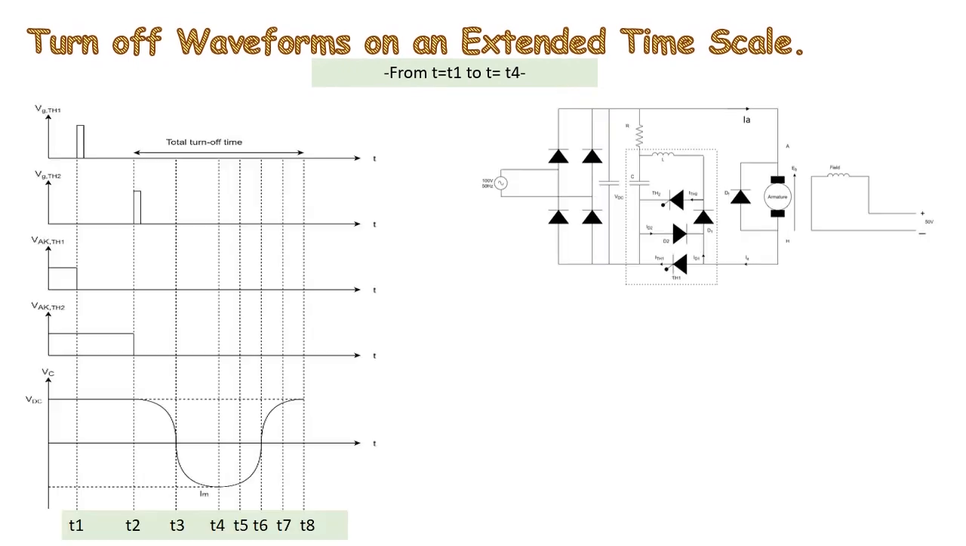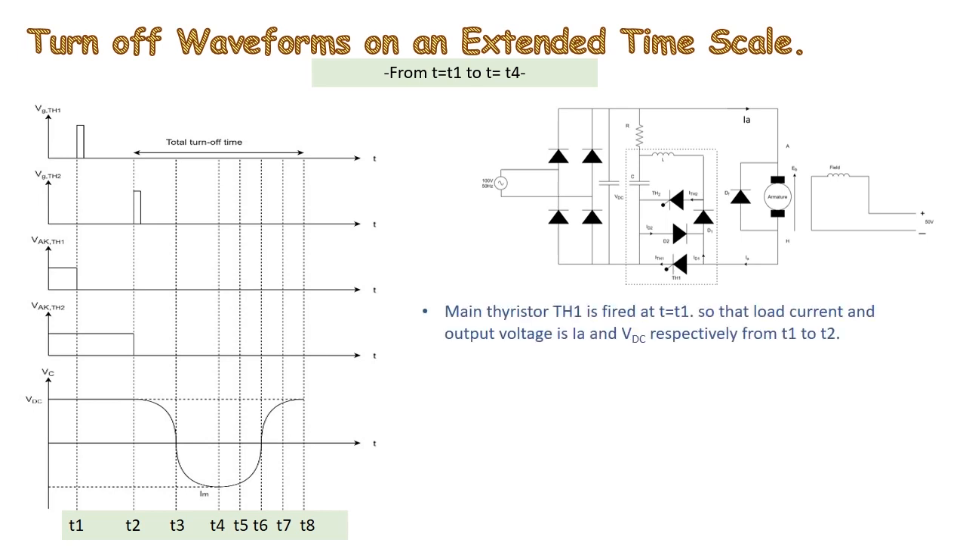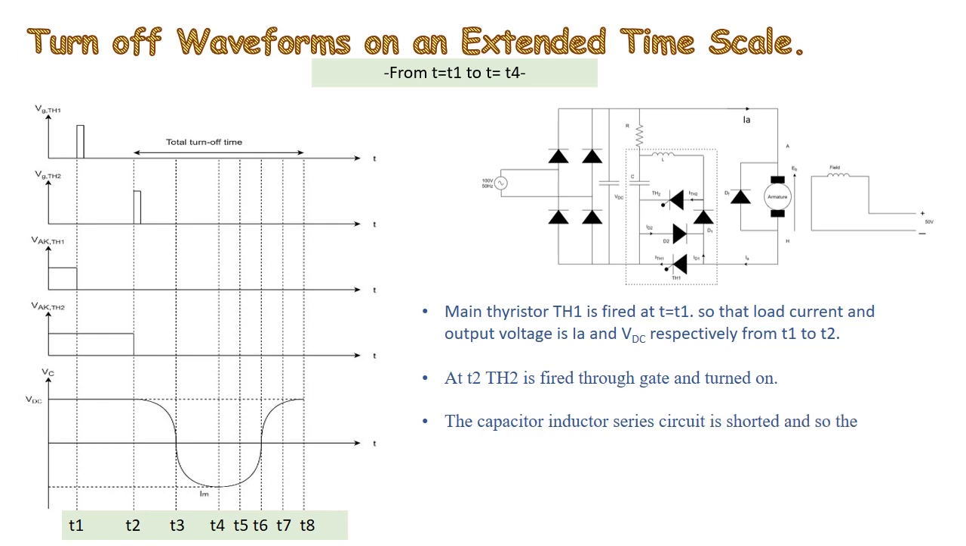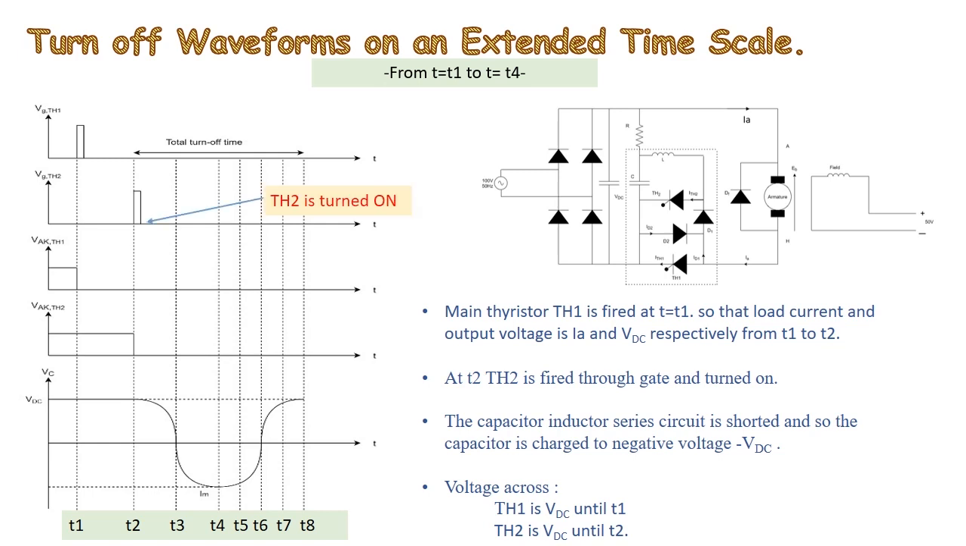Next we will look into turn-off waveforms on an extended time scale. First we will look into the waveforms from T1 to T4. Here, the main thyristor TH1 is fired at t equals T1, so that load current and output voltage are IA and VDC respectively from T1 to T2. With the turning on of TH1, the commutation circuitry remains inactive.